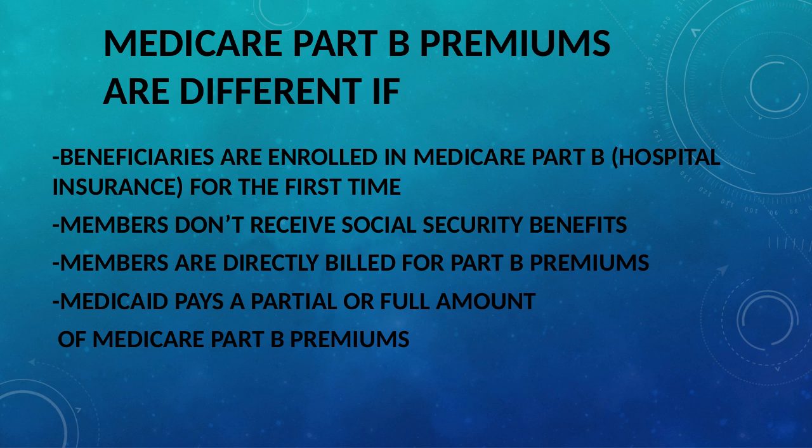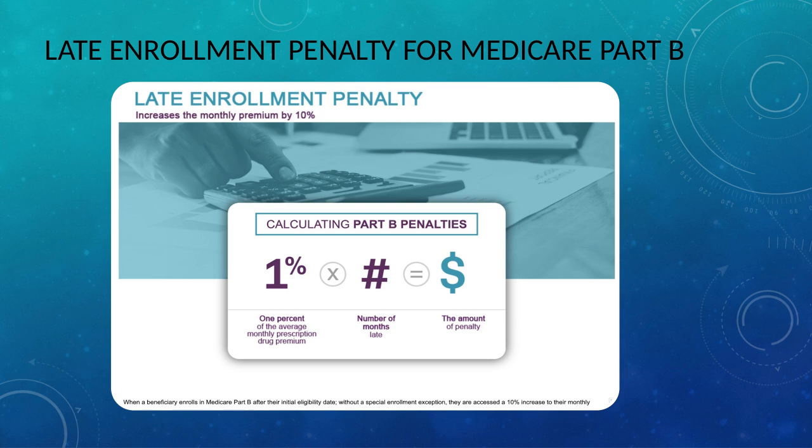Medicare Part B premiums are different if the Medicare beneficiary is enrolled in Medicare Part B for the first time. The member doesn't receive any Social Security benefits. Members are directly billed for Part B premiums. Medicaid pays a partial or full amount of Medicare Part B premiums. And this is the late enrollment penalty calculator for Medicare Part B.